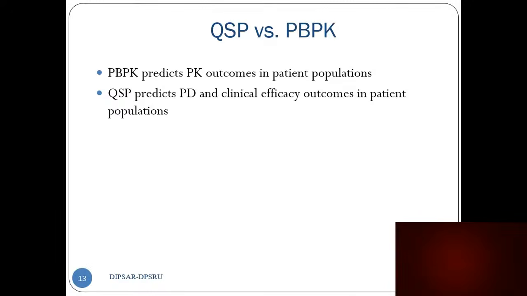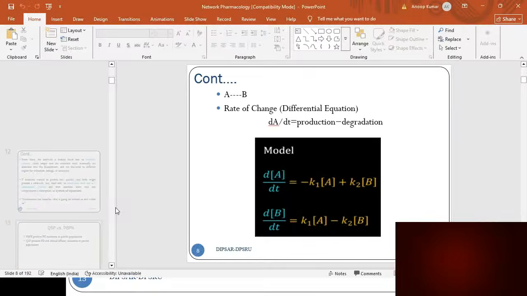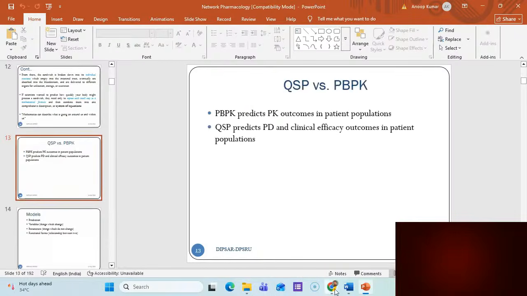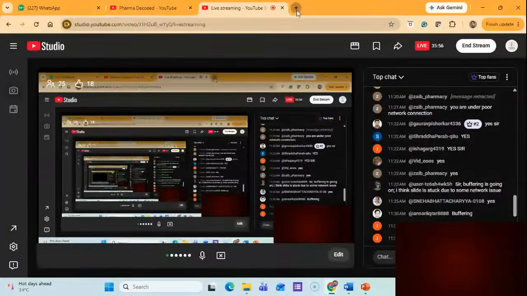Why I am saying PBPK is also important when you are going for network pharmacology, because you all know that before pharmacodynamics, pharmacokinetics is important. If your drug is not reaching the site, then what is the purpose of pharmacodynamics? Getting my point? If my Google is working correctly, I can show you.